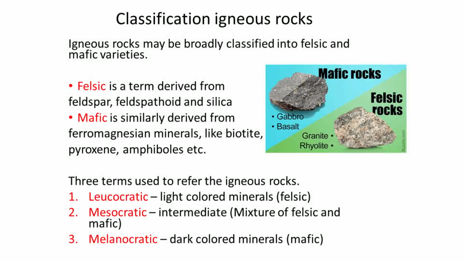There are three terms used to refer to the igneous rocks based on the color index. Number one is leucocratic, light colored minerals such as the felsic. The second one is the mesocratic, intermediate, a mixture of felsic and mafic minerals. And the third one is the melanocratic, dark colored minerals, only mafic content.